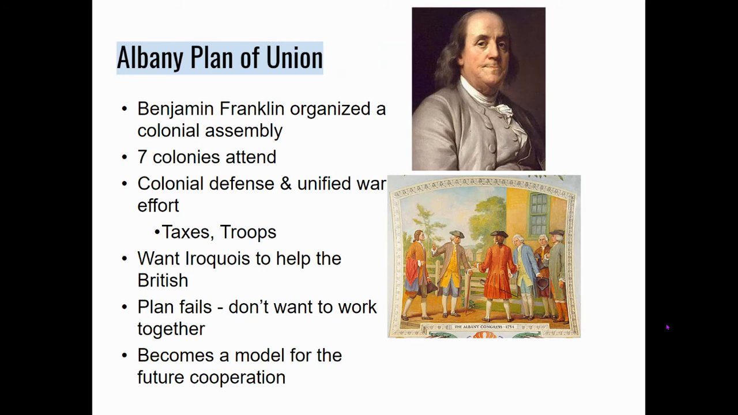One of the things that happens is what's called the Albany Plan of Union, and Ben Franklin is the one who organizes this. The idea was to discuss Native American threats and ask for an alliance with the Iroquois. However, the Iroquois will refuse to commit at this point. But the long-range goal is unity and defense.